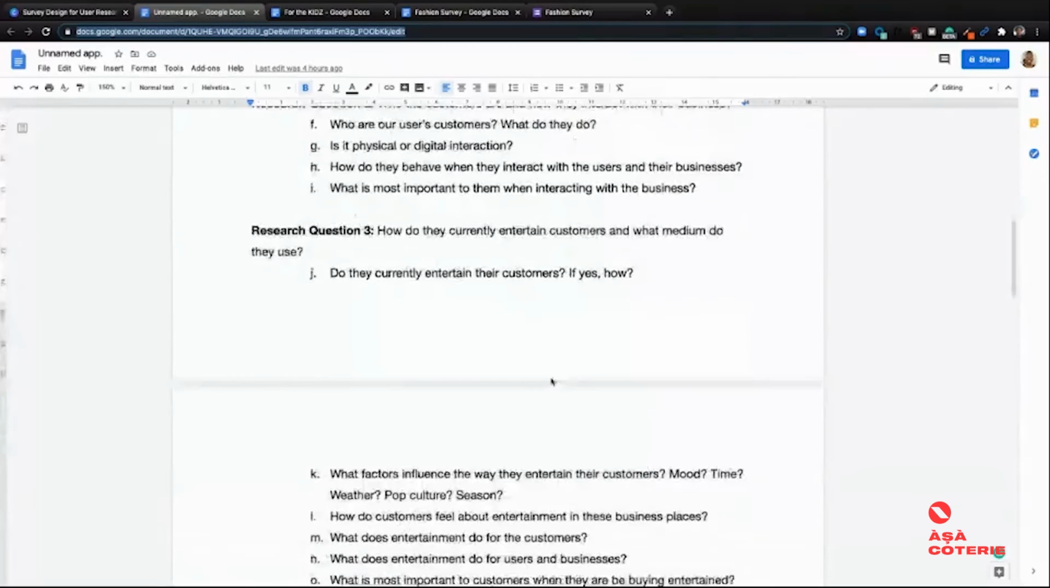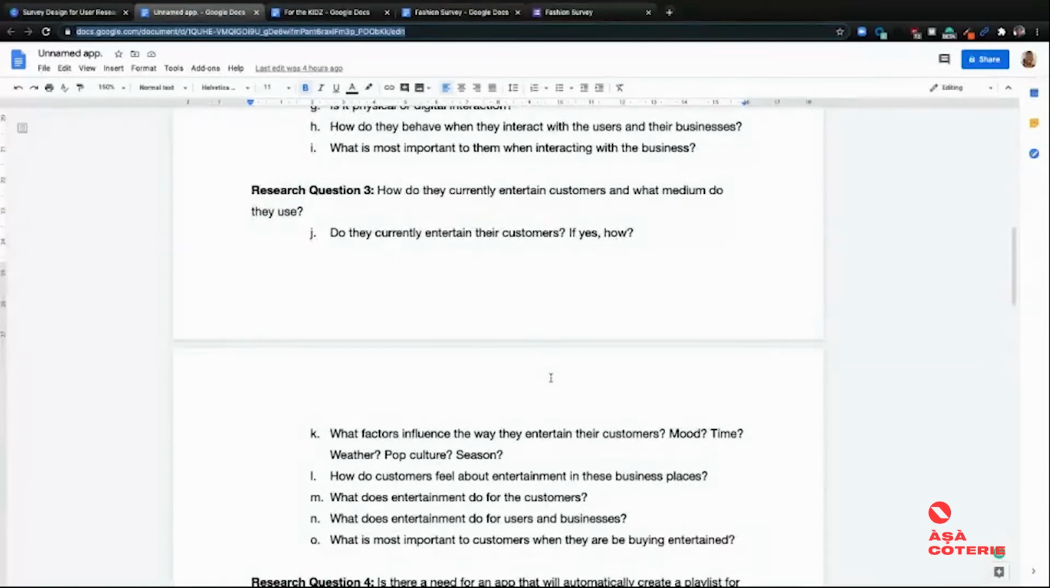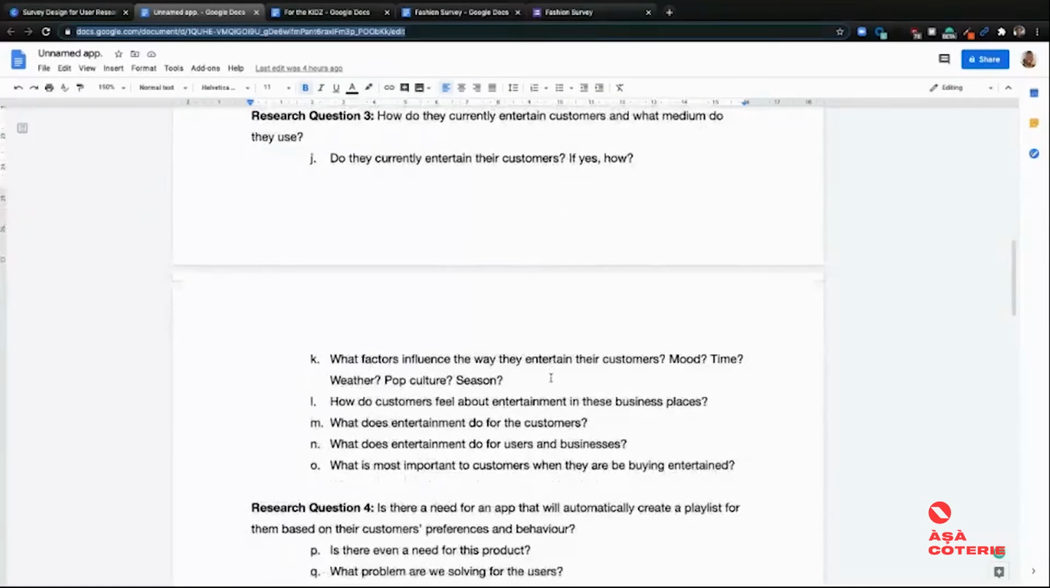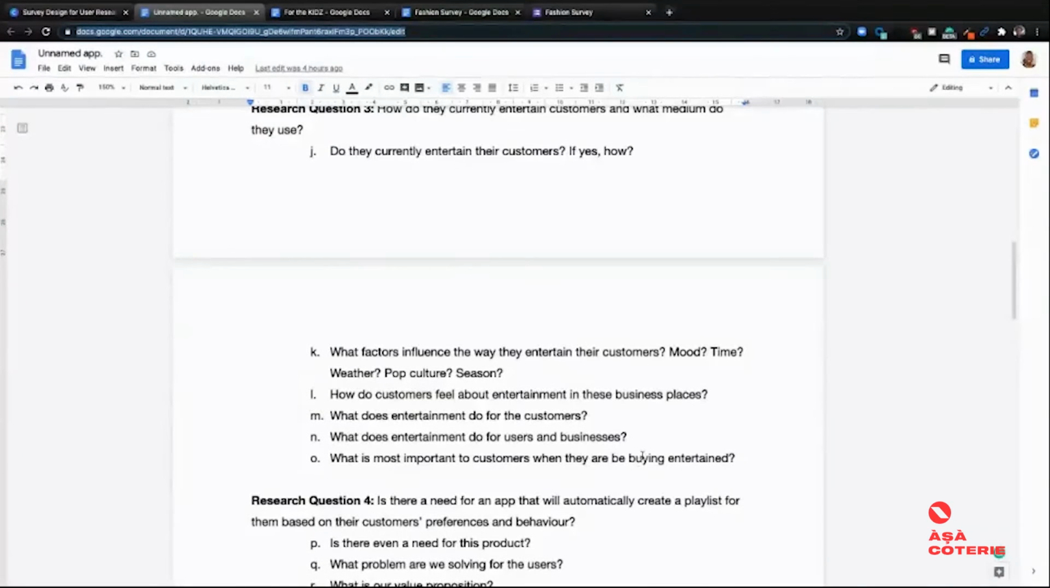For the third research question, you want to know how they currently entertain their customers and what mediums they use. So under that, the specific questions are: do they entertain their customers at all? If yes, how? What factors influence the way they entertain their customers? Mood, time, weather, pop culture, season. How do customers feel about entertainment in these business places? What does entertainment do for the customers? What does the entertainment do for the users and the businesses, right? And what's most important to the customers when they are being entertained? Or more. Sorry, I typed this in the night.